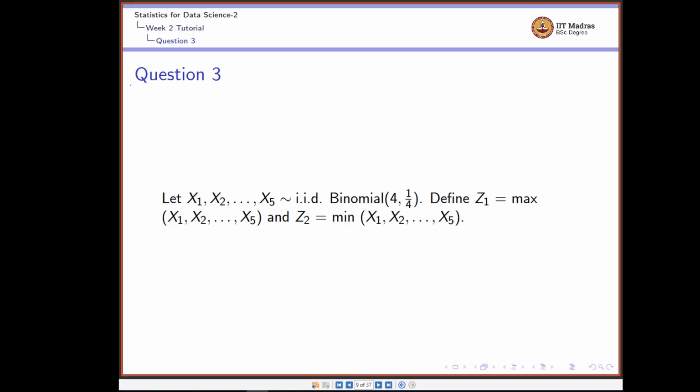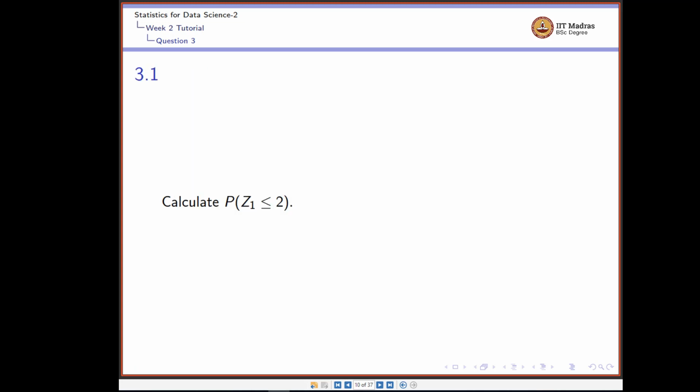So the third question that we have is, let X1, X2 up to X5 be IID Binomial(4, 1/4). Now we have defined Z1 to be the max of X1 to X5 and Z2 to be the min of X1 to X5. So this is our first part. It says calculate the probability that Z1 is less than or equal to 2.